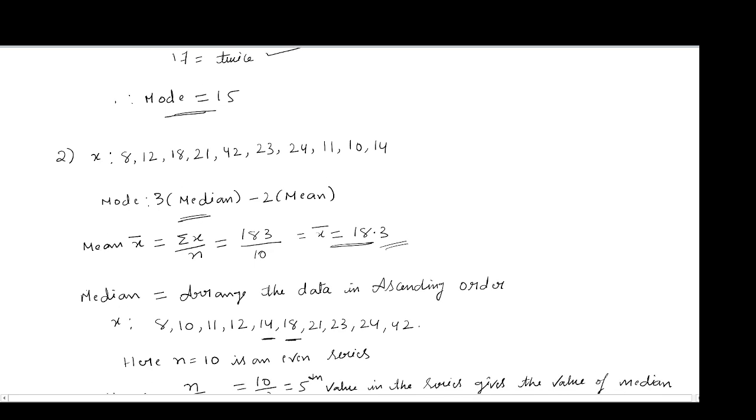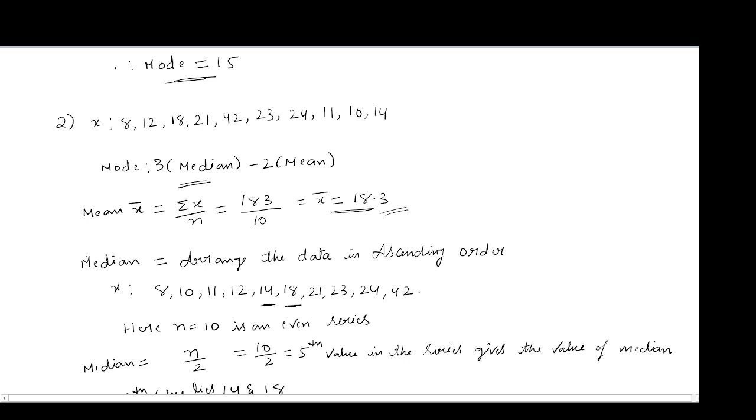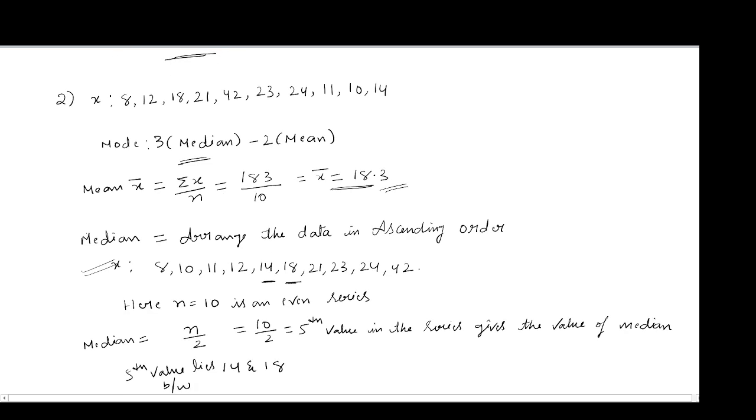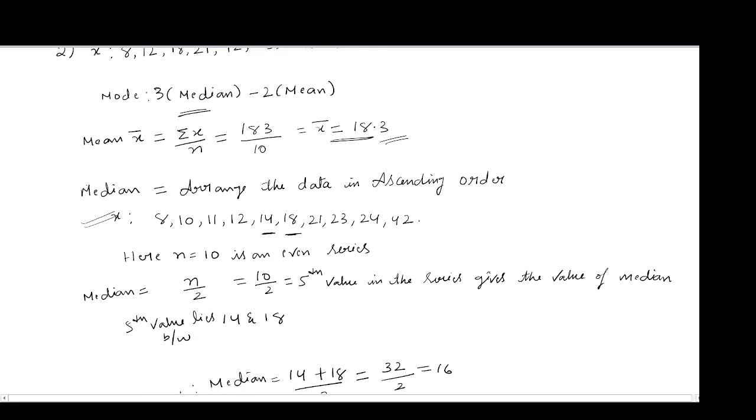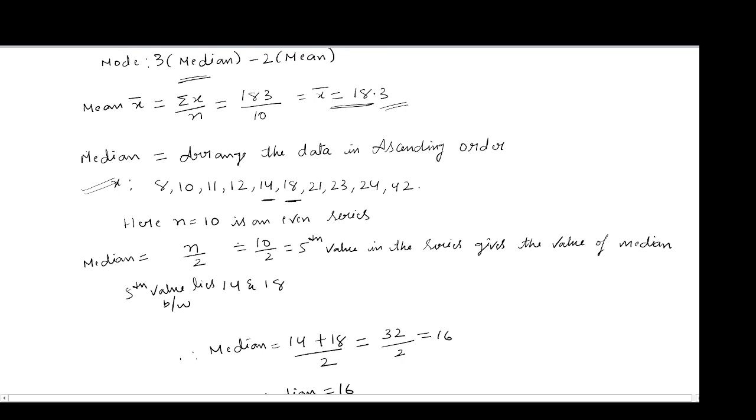Then after finding out mean, we have to calculate median. So to do that, first we have to arrange the data either in ascending order or descending order. In my example, I've arranged the data in ascending order. So after arrangement, this is the x values I have got. Then after arranging, check for the series, whether it is an odd series or even series. If it is odd series, use the formula n plus 1 by 2. If it is even series, use the formula n by 2. So after using n by 2, n value is 10, 10 by 2 is 5. That means fifth value in the series gives the value of median.